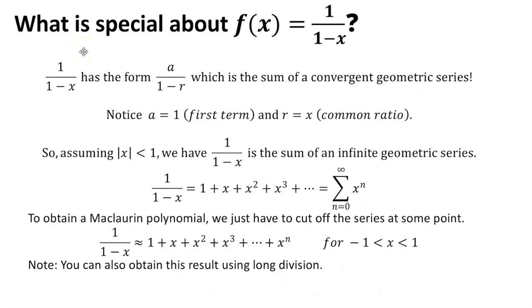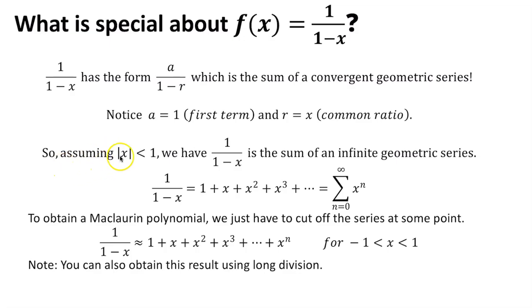At the beginning, I mentioned 1 over 1 minus x was special, and we were going to talk about it. So what is special about f of x equals 1 over 1 minus x? Well, 1 over 1 minus x has the form a over 1 minus r, which is the sum of a convergent geometric series. Notice that a is equal to 1, which is the first term, and r is equal to x, which is the common ratio.